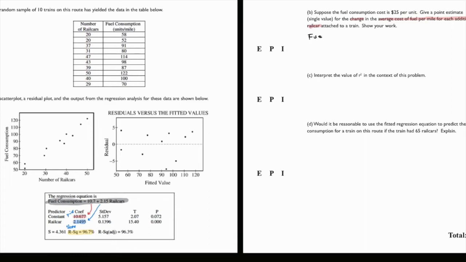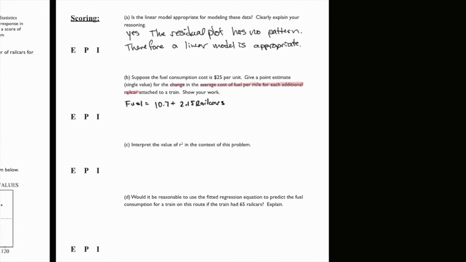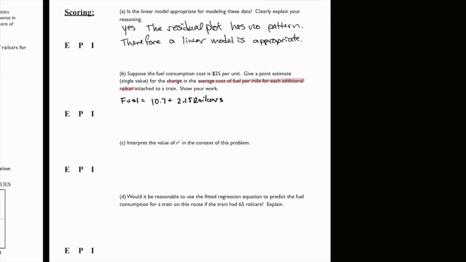It's going to be fuel equals 10.7 plus 2.15 rail cars. Now what I'm going to do is use that equation to get out a few things, and then I'm going to talk about the $25. We know that 2.15 over 1 is what my slope is, right? So this would be x here and y there. X is rail cars, and my y is the fuel consumption.